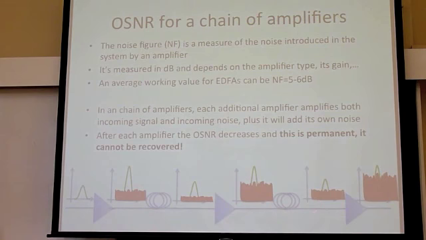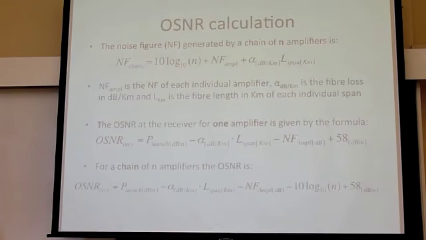Okay? And as you go on, it's the same. So you can see the signal gets hidden more and more into the amplifier. So that's why you can't use just as many as you like. How do you calculate the signal to noise ratio?